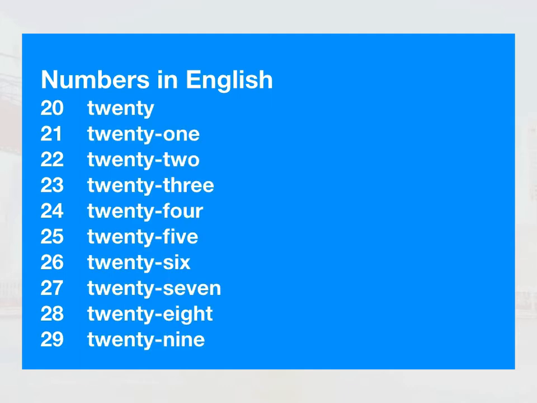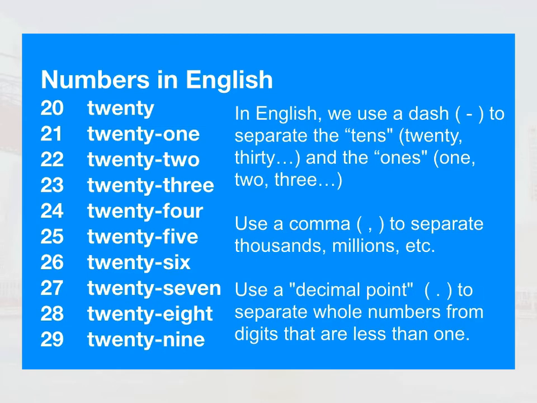Looking at writing them out, 20, 21. When we write out a number that is between 20 and 99, we're going to put a dash between 20 and 1, 22, 23, 24, 25, 26, 27, 28, 29. So we use the dash to separate the tens, 20, 30, 40, 50, and the ones, 1, 2, 3.